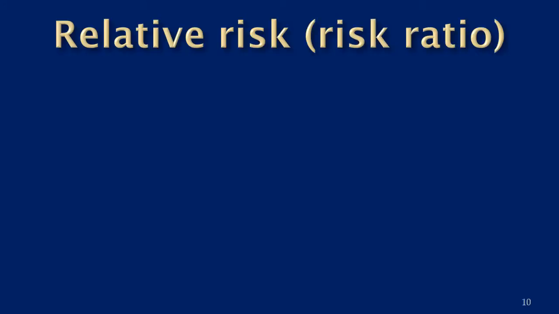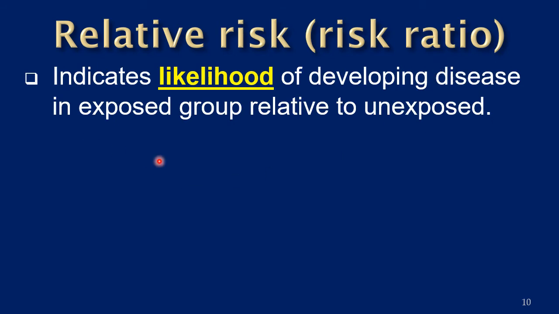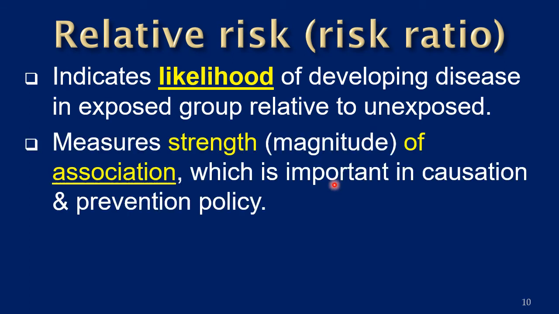To start with the relative risk measures, we have the relative risk, RR. It is also called risk ratio, so it is a ratio. This RR indicates the likelihood of getting the disease in the exposed relatively compared to the unexposed group. It measures the strength of association between exposure and disease. This is important in the causation and in the prevention programs.